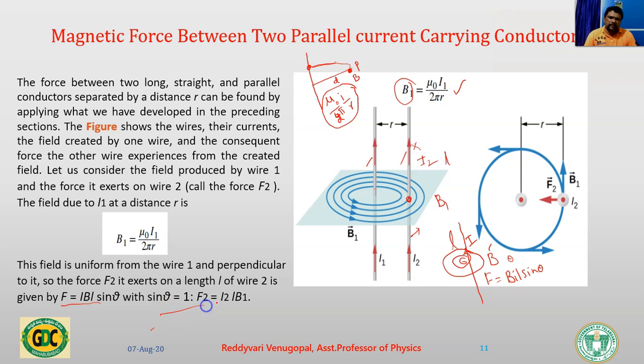But here we have to remember one thing: the magnetic field lines are perpendicular to the current carrying element. That means the angle between dL and B is always 90 degrees. That's why sin theta becomes 1. So from this we can write the force acting on the second current carrying conductor, F2, equals I2 into L into B1, where B1 is this one, we have to substitute.